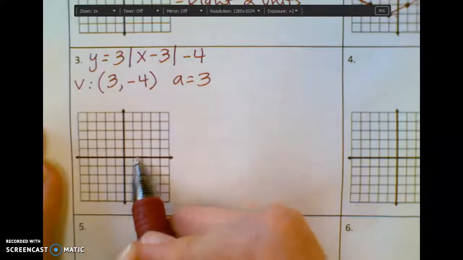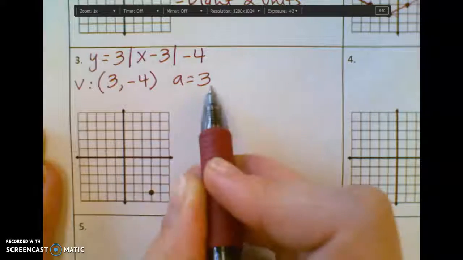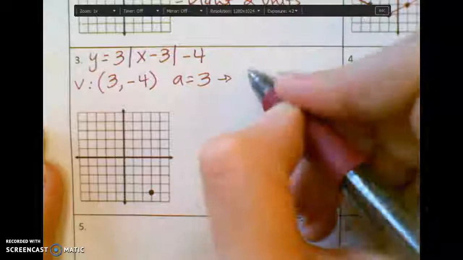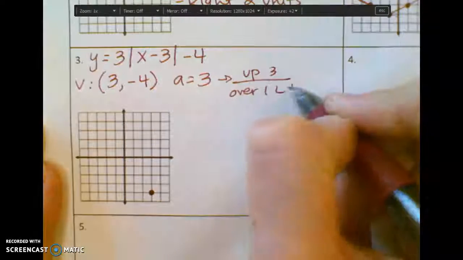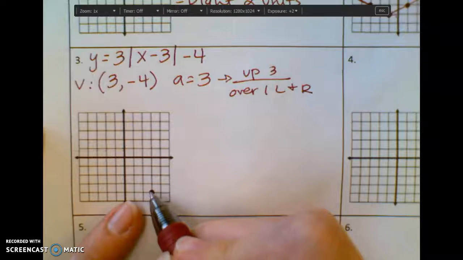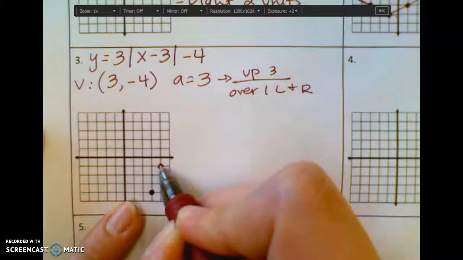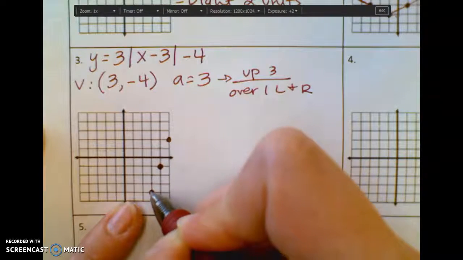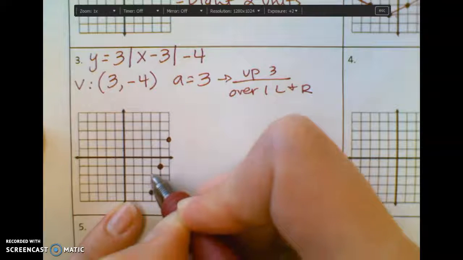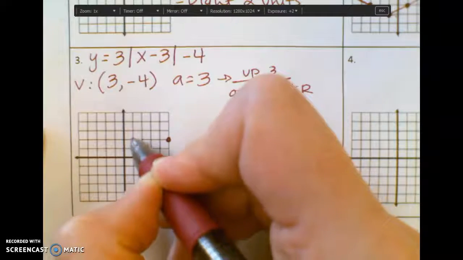We go to positive 3, negative 4. My a value is 3. So what does that tell me to do? It tells me to go up 3 and over 1, left and right. So I start at my vertex and I go up 1, 2, 3, over 1 right. Up 1, 2, 3, over 1. But we're not done, we have to go left. We go up 1, 2, 3, over 1, up 1, 2, 3, over 1.